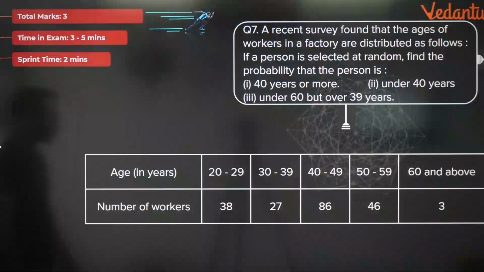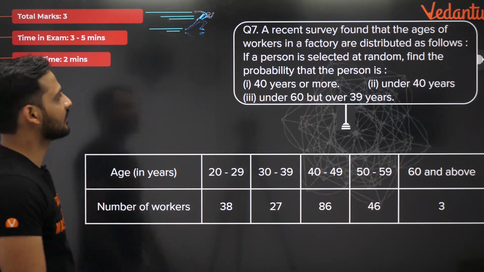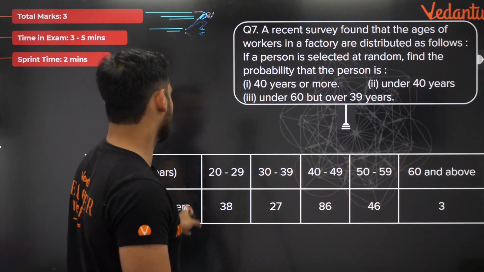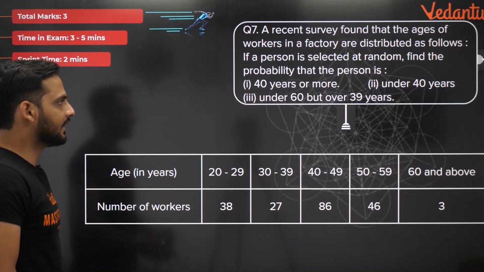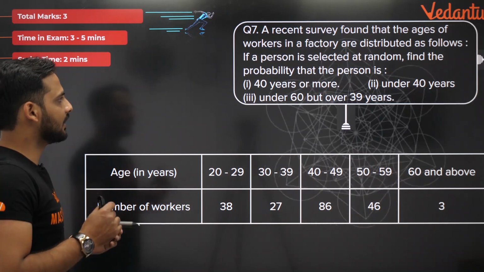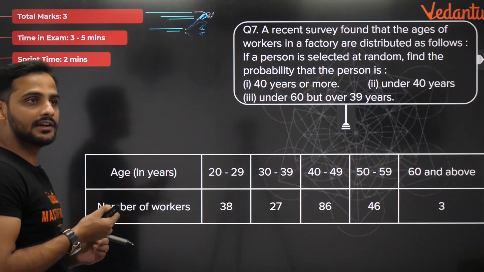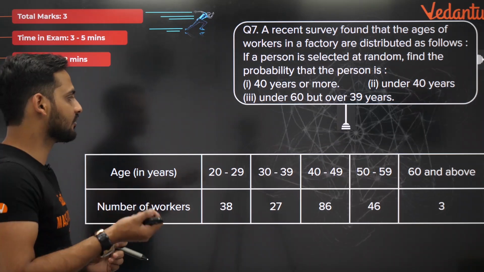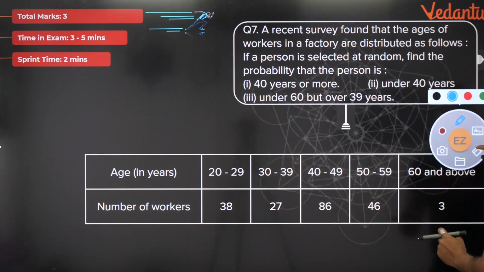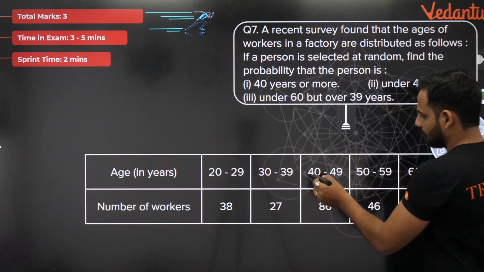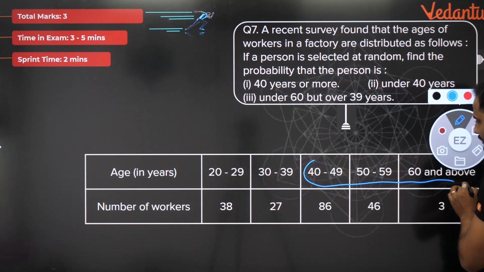Okay, let's move to the next question. A recent survey found that the ages of workers in a factory are distributed as follows. Here these are the ages, these are the number of workers. If a person is selected at random, find the probability that the person is 40 years or more. So 40 years or more is this range.